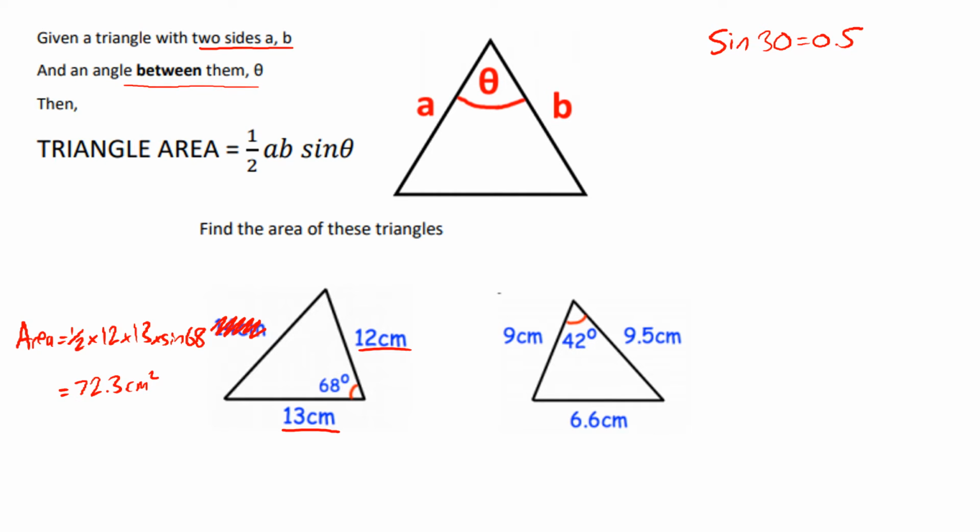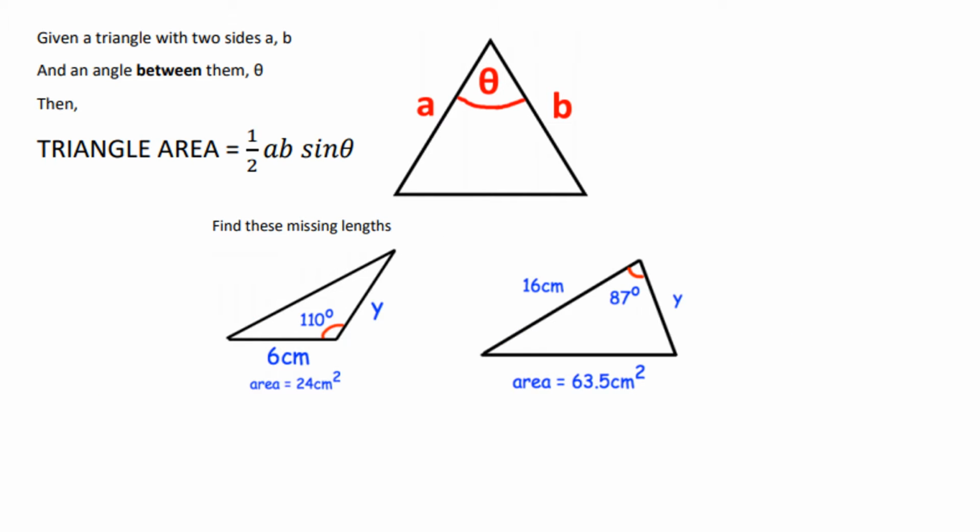See if you can apply that to the second triangle. I'll show the answer in 3, 2, 1. Okay, there we go. So the key is obviously to realize that it's the 6.6 we don't want, because the 42 is in between the 9 and the 9.5, and that gives us an area of 28.6. Cool. So let's have a look at a few more.